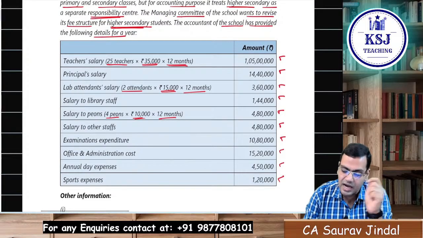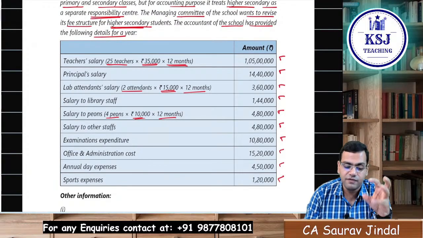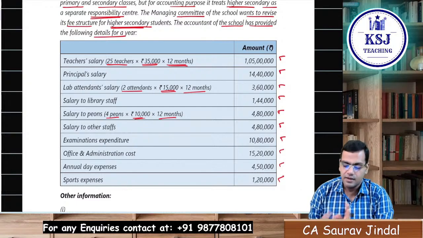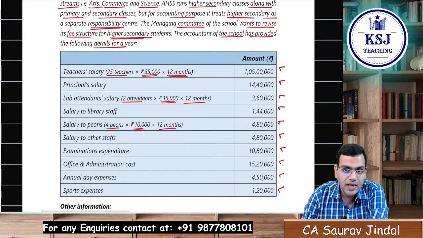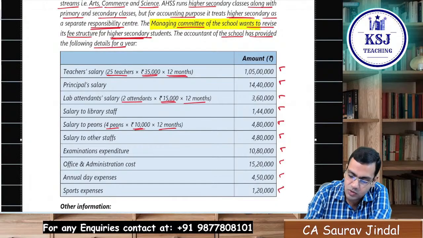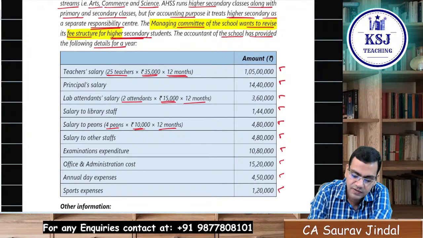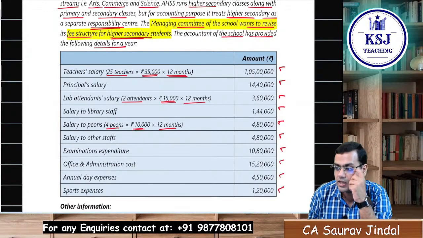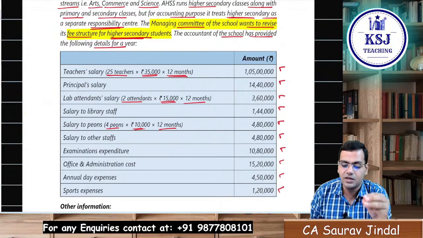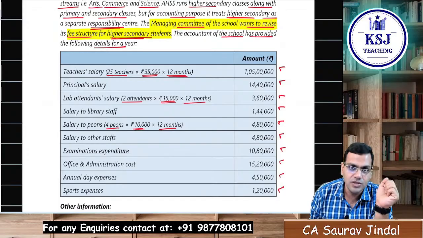Now these are the expenses which are given for primary, secondary, higher secondary. For the whole school it is given, right? But we need to focus on what? See this line. He says the management committee of the school wants to revise the fee structure of the higher secondary students only. So that means out of this cost, we will need to find out what will be the cost for the higher secondary students.